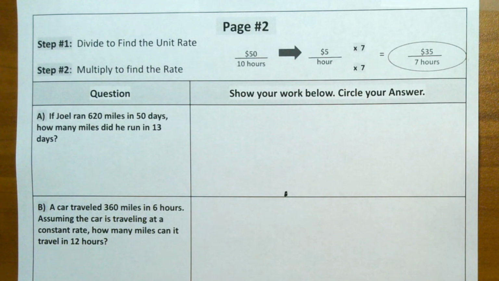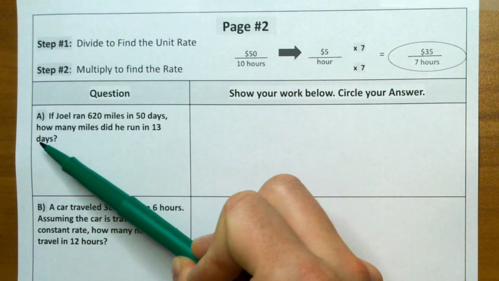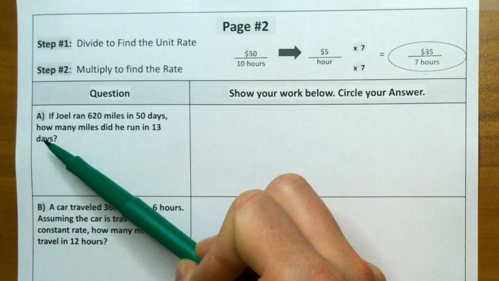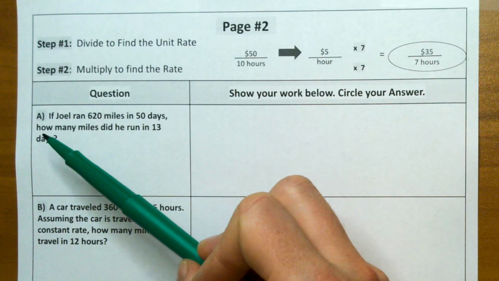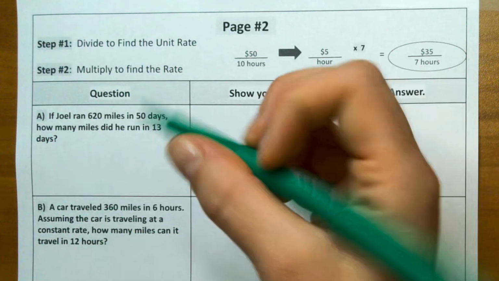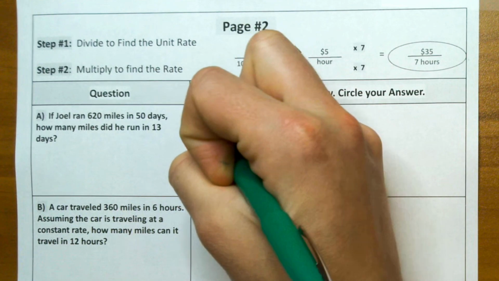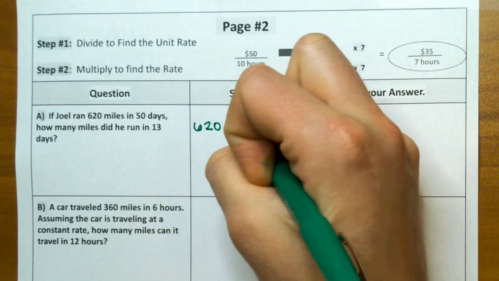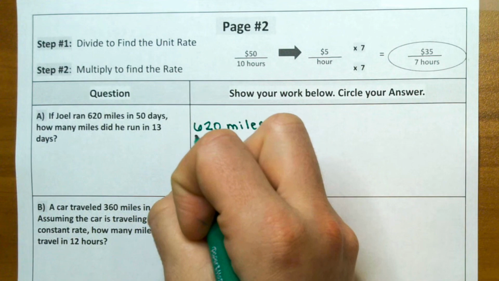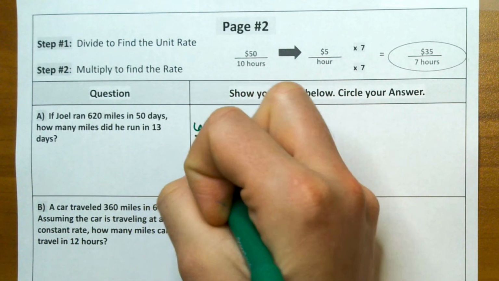All right, I'm going to complete problem A on page 2 with you, then have you complete the rest on your own. A says, if Joel ran 620 miles in 50 days, how many miles can he run in 13 days? So we know we first, if we're talking about days, need to figure out how far he ran in 1 day. So we'll do 620 miles divided by 50 days.